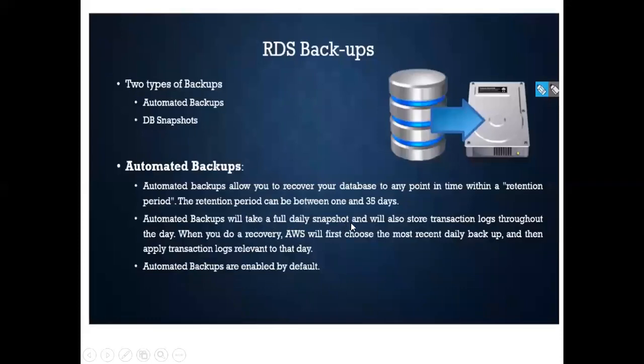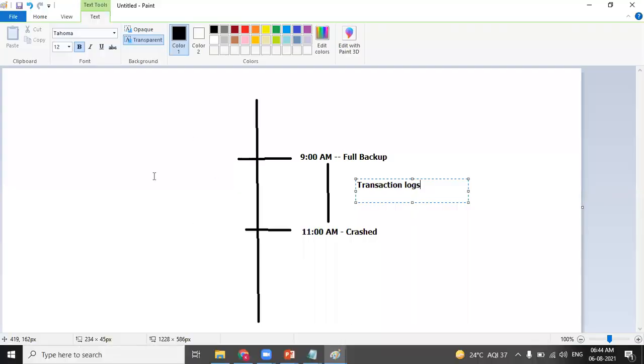So that's what is mentioned here. Automated backups will take the full daily snapshots and also store transaction logs throughout the day. Transaction logs is nothing but, after the backup, whatever transactions have happened, everything will be logged. Everything is tracked. So when the database crashes, the DBAs will restore the latest full backup, and then apply the transaction logs on top of the full backup, so that the database is restored and the data is not lost. So this is called transaction logs.